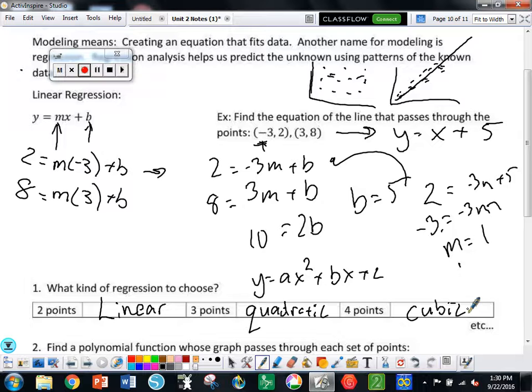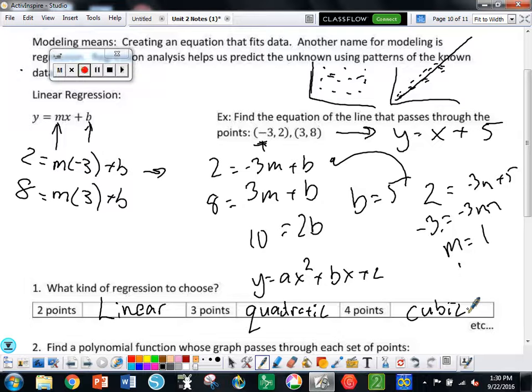The highest that we have on our calculator is a quartic. How many points does that need? 5 points, right? If I have 5 points, that would give me a quartic. How about if I had 6 points? It'd give us a quintic, right? But our calculator doesn't go higher than that. Everybody with me on that?